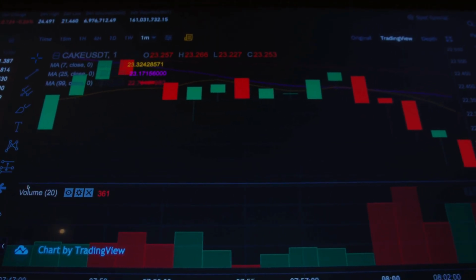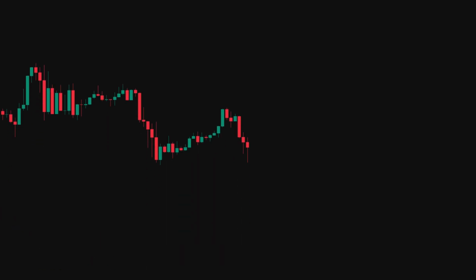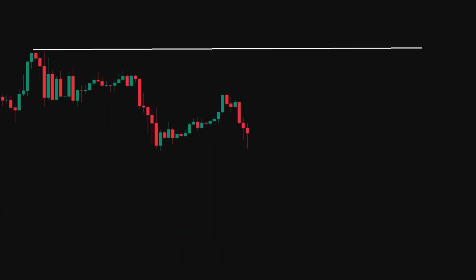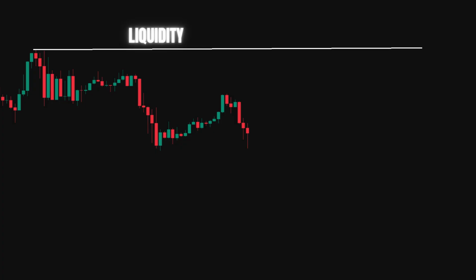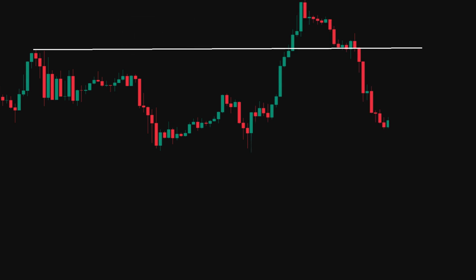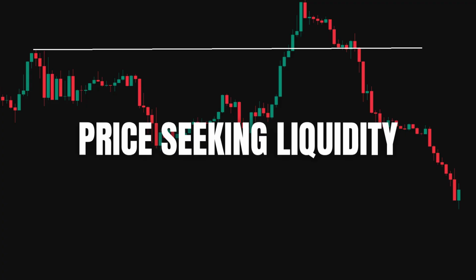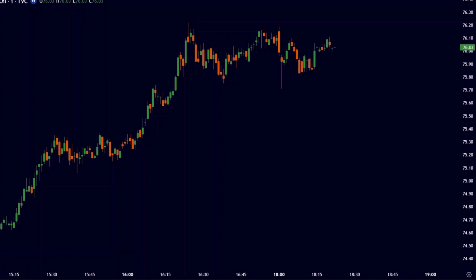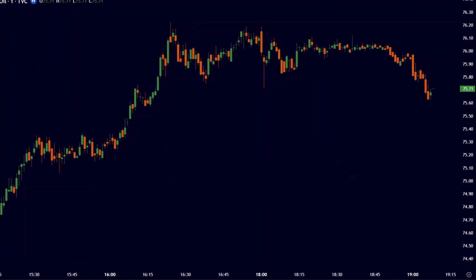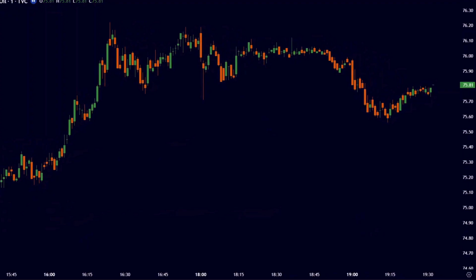That kind of volume does not exist everywhere. It exists in specific areas where orders have accumulated. So institutions do not just trade wherever they want. They trade where the liquidity is. They move price toward the areas where orders are concentrated. They take those orders, and then they execute their real trade in the opposite direction. In ICT, this is described as price-seeking liquidity. The market is constantly moving toward areas where orders are sitting, not randomly, not based on news alone, but specifically to collect those orders and use them as fuel for the real institutional move.